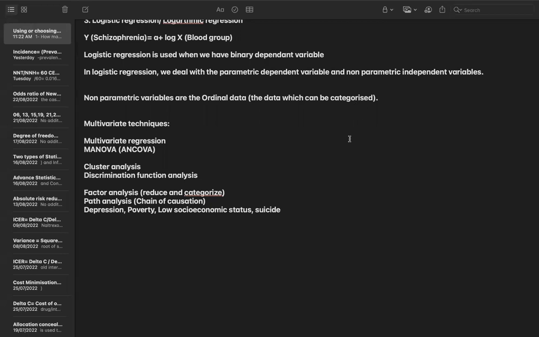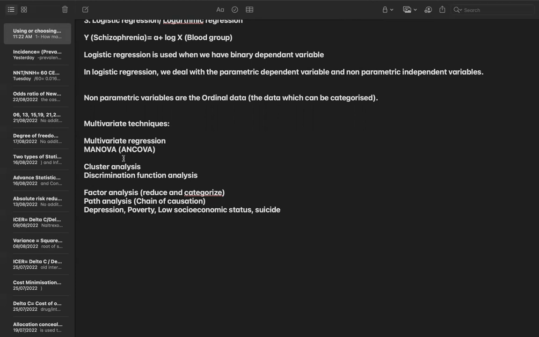Now we have different multivariate techniques. Multivariate techniques are those techniques which we use to deal with the confounders. Before recruiting people, we have techniques like randomization, minimization, restriction, and matching. These are the techniques which we usually use to deal with confounders before recruiting people. But once the people are recruited and we are at the point of analysis, there are different techniques which we use to deal with the confounders.